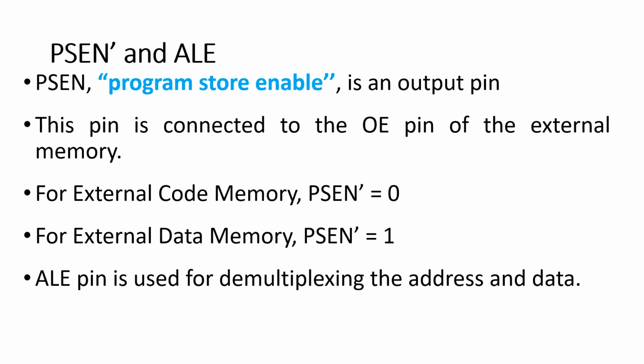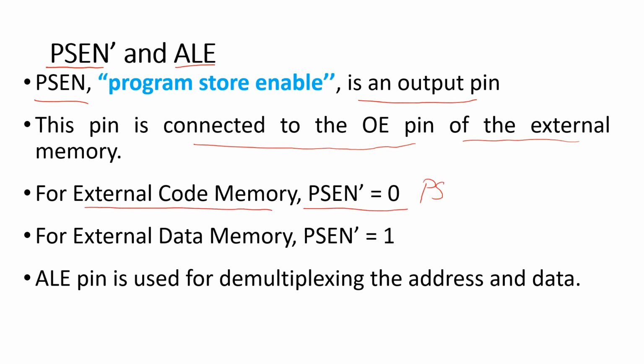Let us talk about the next pin configurations of the 8051, PSEN bar and ALE. Program store enable is an output pin. This pin is basically connected to the OE pin of the external memory. Whenever I want to use the external code memory, I make PSEN bar 0. So PSEN bar 0 means it is accessing the code memory. If it is equal to 1, then it is accessing the external data memory.